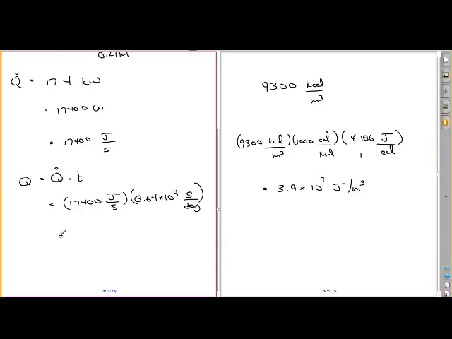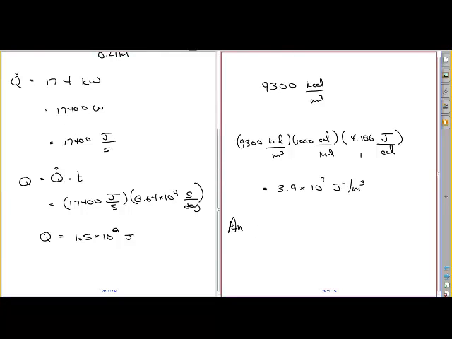So 17,400 times 8.64 e to the 4th. I get that the total amount of heat that goes out of the house is 1.5 times 10 to the 9th joules. Here I've got joules per meter cubed. Here I've got joules. So if I take this number and divide by that number, I should end up with meters cubed.